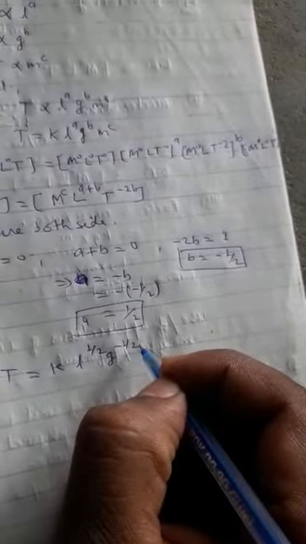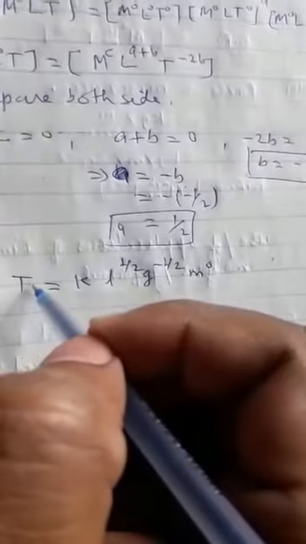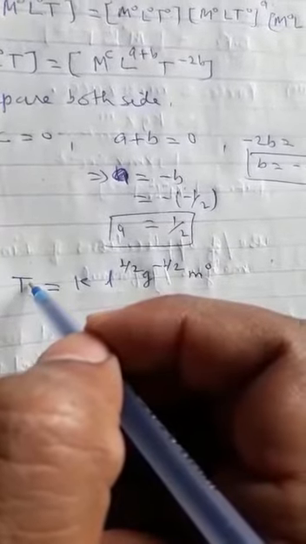So we can write T is equal to k L to the power a, where a is equal to 1 by 2, g to the power b, where b is minus 1 by 2, and mass to the power c, where c is 0. So what we have seen is that since the dimension of mass is 0, we can easily say that the time period of a simple pendulum does not depend on the mass. It only depends on the length and the acceleration due to gravity.